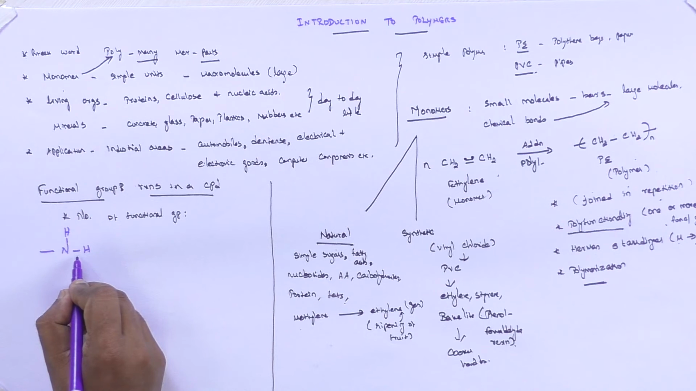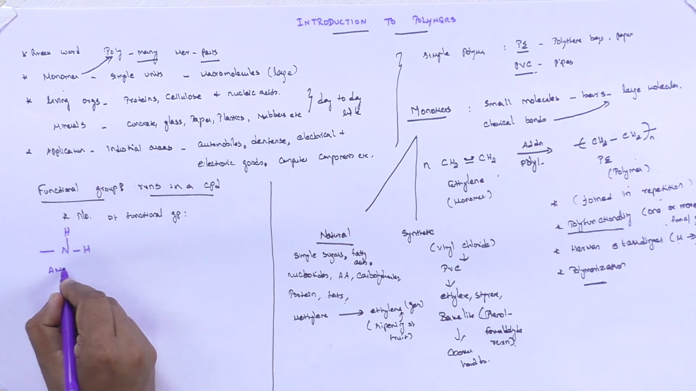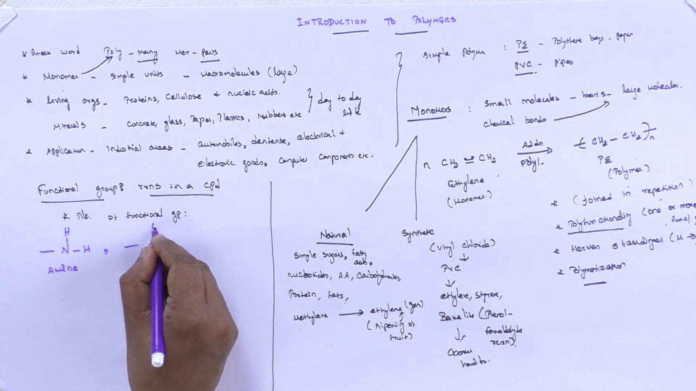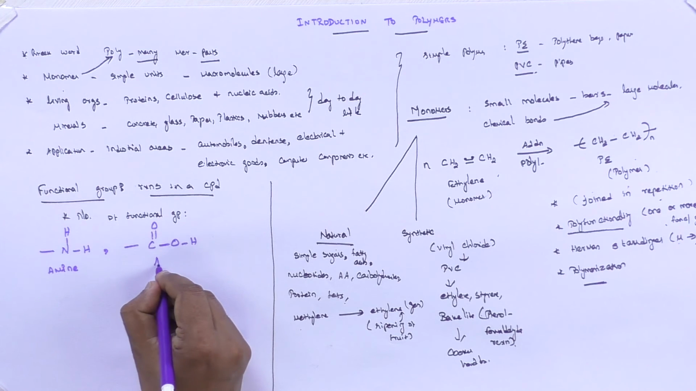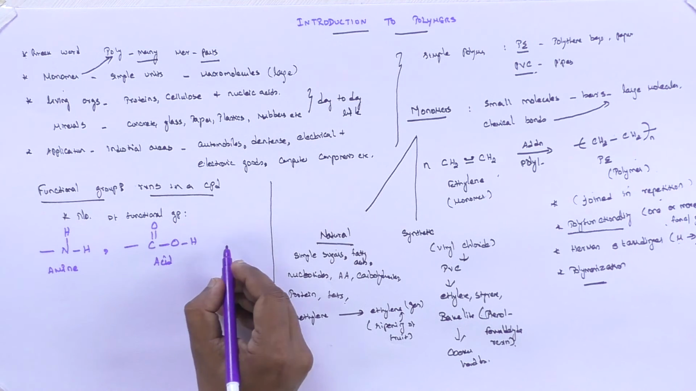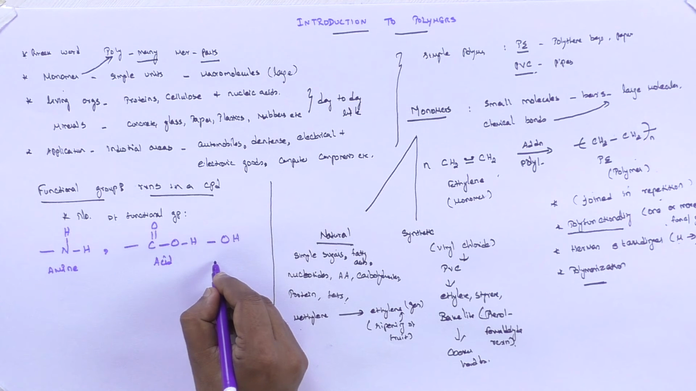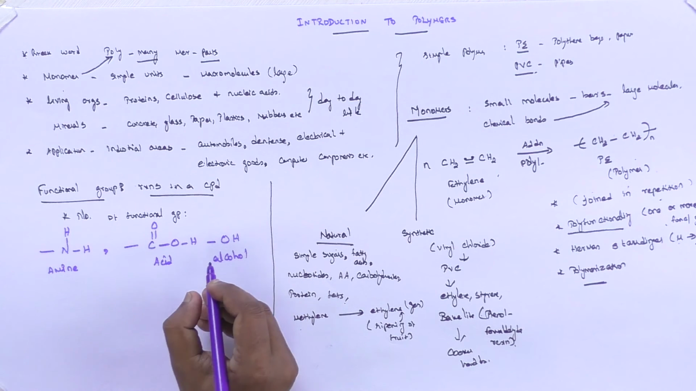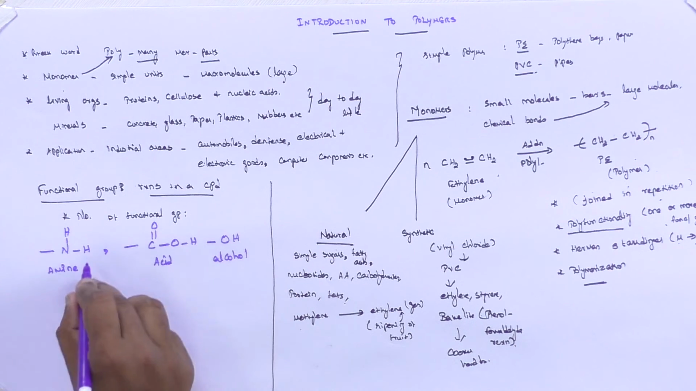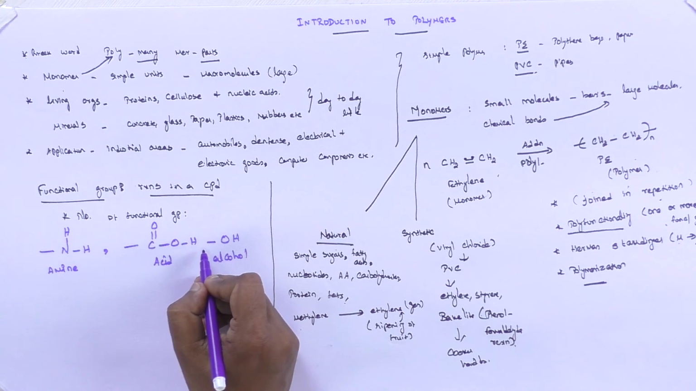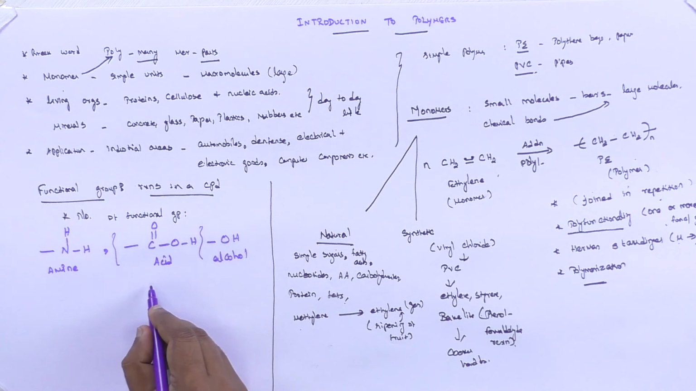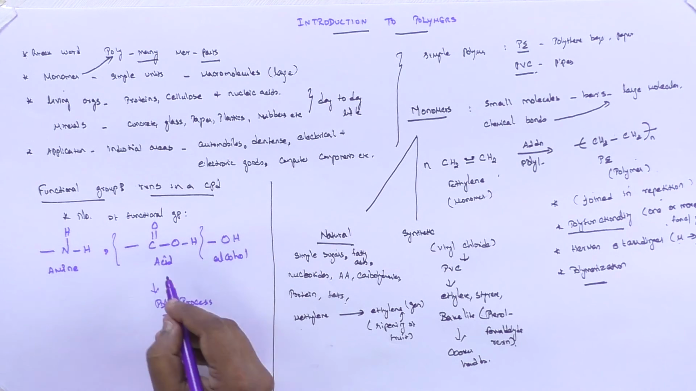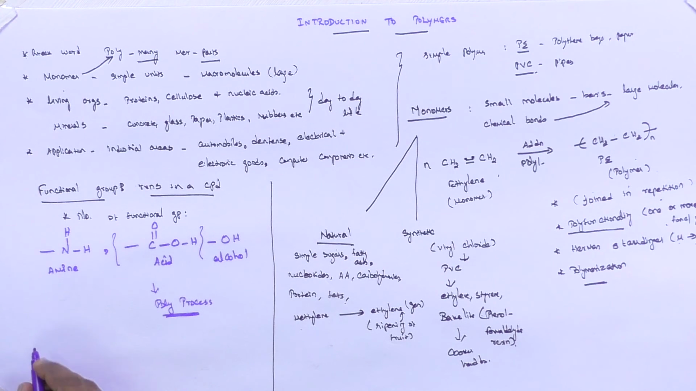So let us see the examples of functional groups. NH2 is nothing but amine. This is a functional group, and you can have an acid functional group, C double bond OH. This is a functional group which is an acid, and you can have OH. This is nothing but the alcohol functional group. So there are several functional groups available. Single or multiple functional groups may be present in a monomer, which may take part in the polymerization process. So the functionality of a functional group is very important.